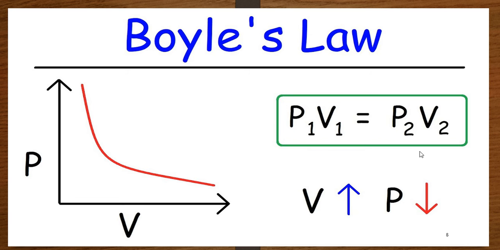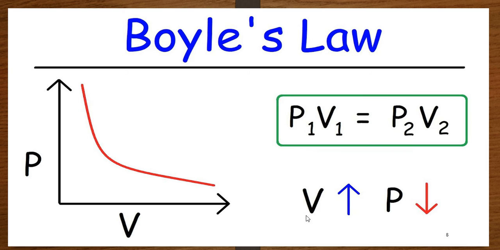P1 V1 equals P2 V2. Remember, P1 and V1 represent the pressure and the volume of a particular gas, and P2 V2 represents the pressure and volume of another gas. And remember, when we are handling Boyle's law, temperature as one of the physical conditions is constant.